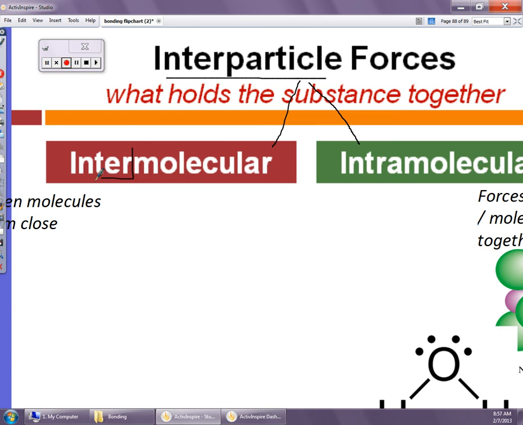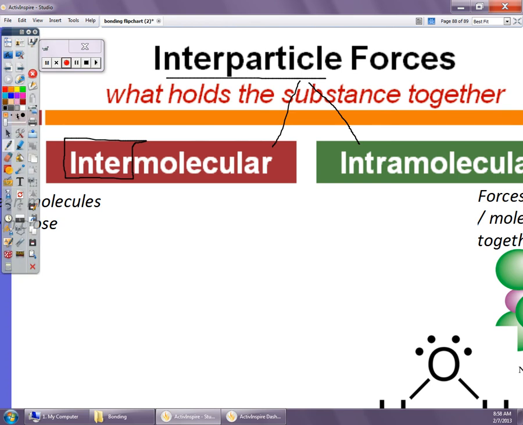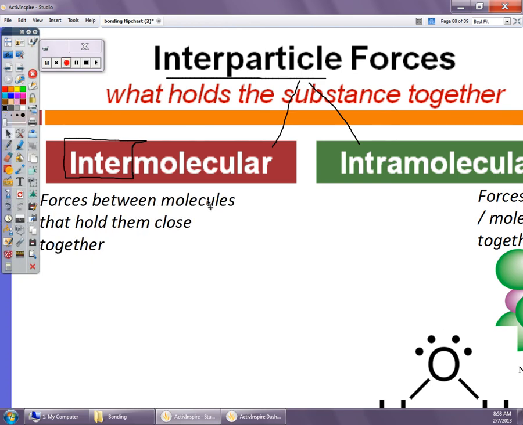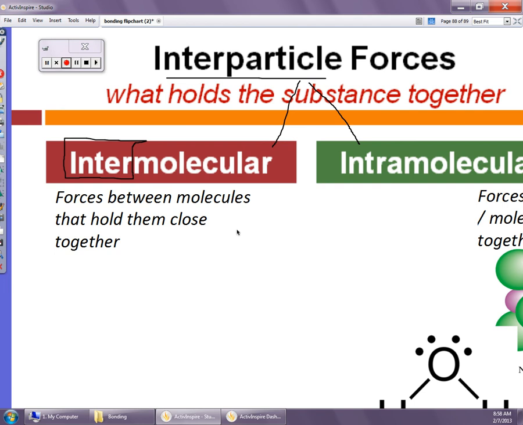Inter, this prefix, we're familiar with this when we talk about interstates. Interstates are roads that travel from one state to the next. Interstate 95 goes from Maine down to Florida. It goes from one state to the next, and it connects them. Intermolecular forces are forces that go from one molecule to the next that hold them close together. These are going to end up being in covalent molecules.